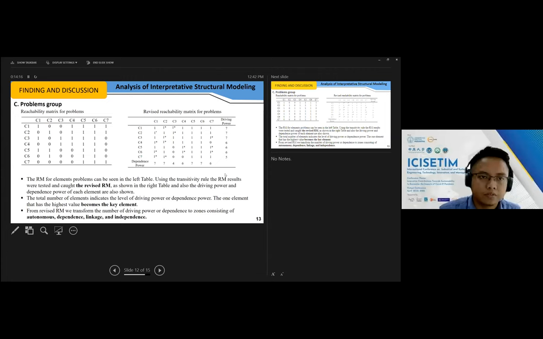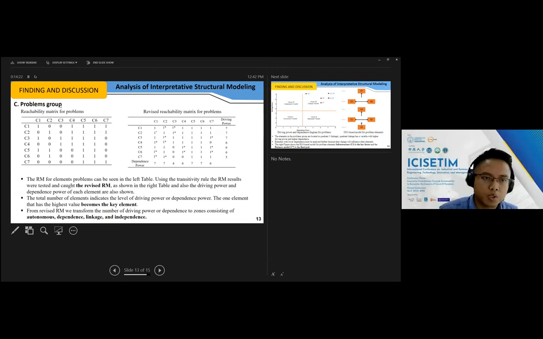And then this is the problem group. This is the same step as the participator group. If we get the input, the FSSM, and I convert it to the reachability matrix, and then use the transitivity rule to revisit, then I get this table.